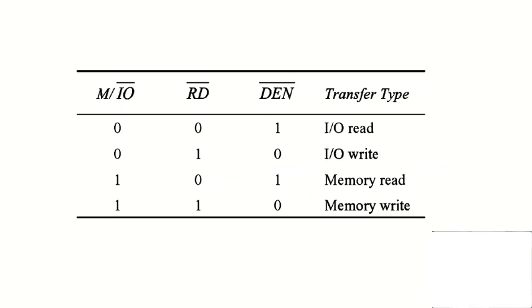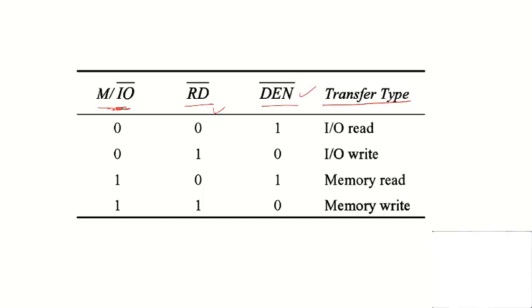So basically, we have discussed the minimum mode signal. So now this table is representing the transfer type based on the minimum mode signal. So this is what, one select किया, it means memory related operation होगा, zero means input output related operation होगा, read means ये low active signal zero किया है तब read होगा, DEN bar means data enable.